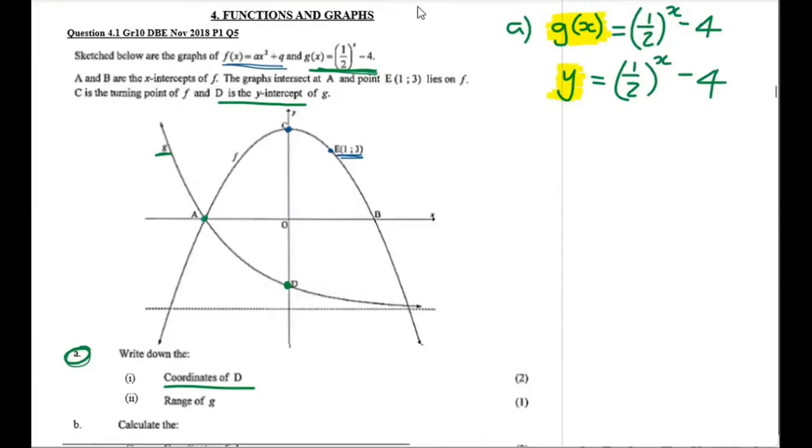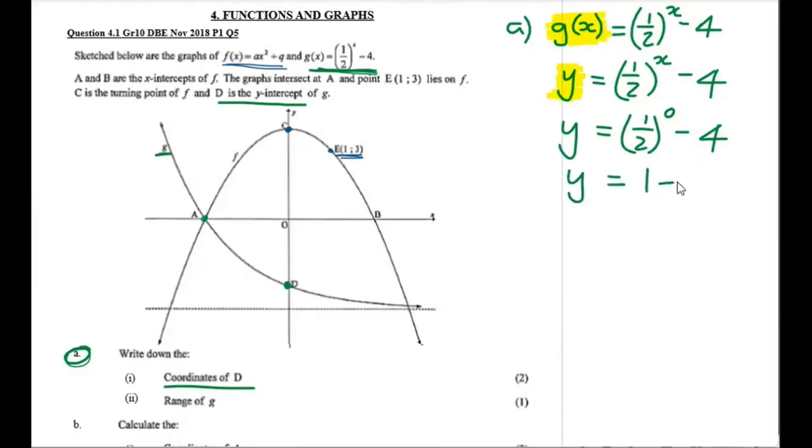So that means I'm going to use this equation and make the X equal to 0. And anything to the power of 0 is what? Type it in the chat. Anything to the power of 0. Perfect. Brilliant. So glad to see you guys are all listening. Okay. So I get y is equal to 1 minus 4. And that gives me what answer?